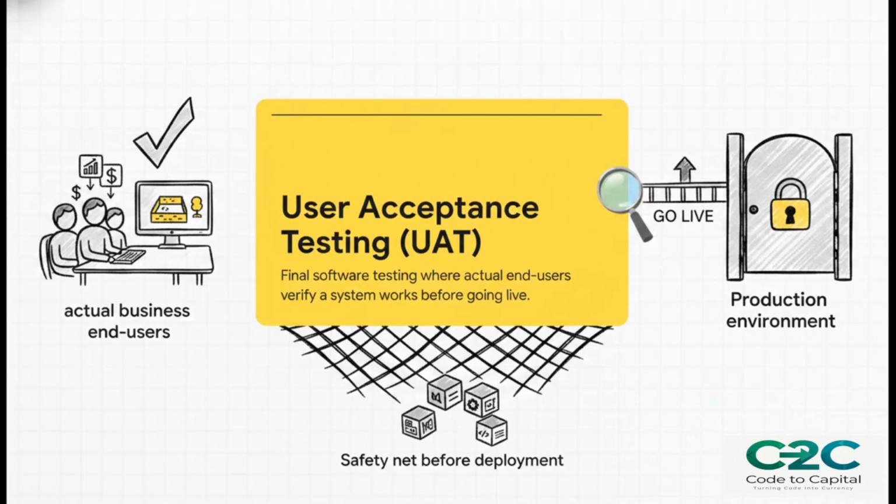Now, what's really interesting about this slide is the concept of UAT, or user acceptance testing. This acts as the absolute essential business safety net before any major code change is deployed to production. See, the developers might think the code works perfectly, but UAT requires actual business end users, like the folks on the finance team, to test the change in a safe sandbox environment and formally sign off that yes, it behaves correctly for their daily operations.